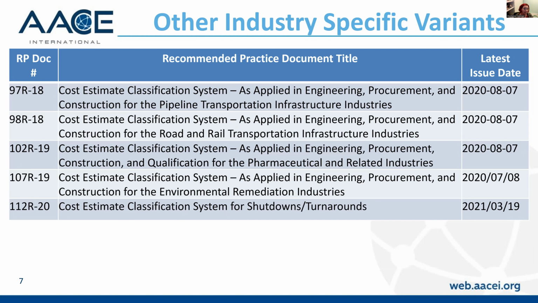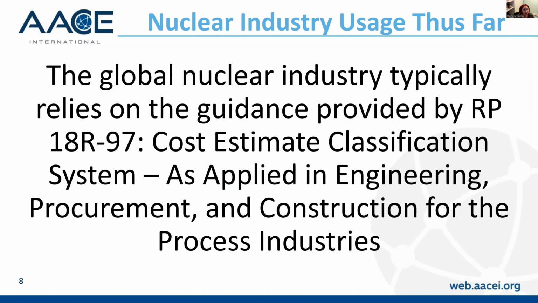And so you want to make sure that particularly when we're talking about accuracy and the different types of deliverables that are created through a project's life cycle, that we understand what we're all talking about. And in some cases, some industries have such interesting nuances that it's worthwhile to put out a specific industry variant. So the nuclear industry has typically used globally 185R-97 as what they're relying on to develop their cost estimate classifications.